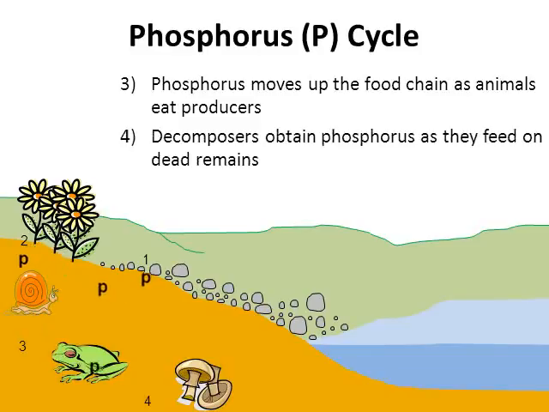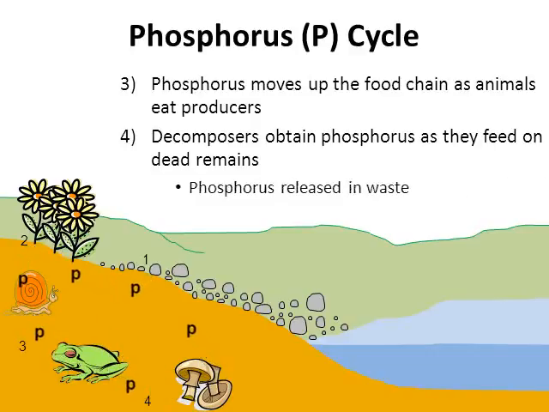And then we come to area 4, represented by our mushrooms in the animation. It says decomposers will obtain phosphorus as they feed on dead remains. In the animation, there's a P coming from the flowers, there's a P coming from the snail, and there's a P coming from the frog. And they're all going to the mushrooms, representing the decomposers. I'm not implying that mushrooms hunt frogs and snails and flowers, but when frogs and snails and flowers die, their dead remains, which still contain phosphorus, are fed on by decomposers such as fungus, decomposers such as bacteria.